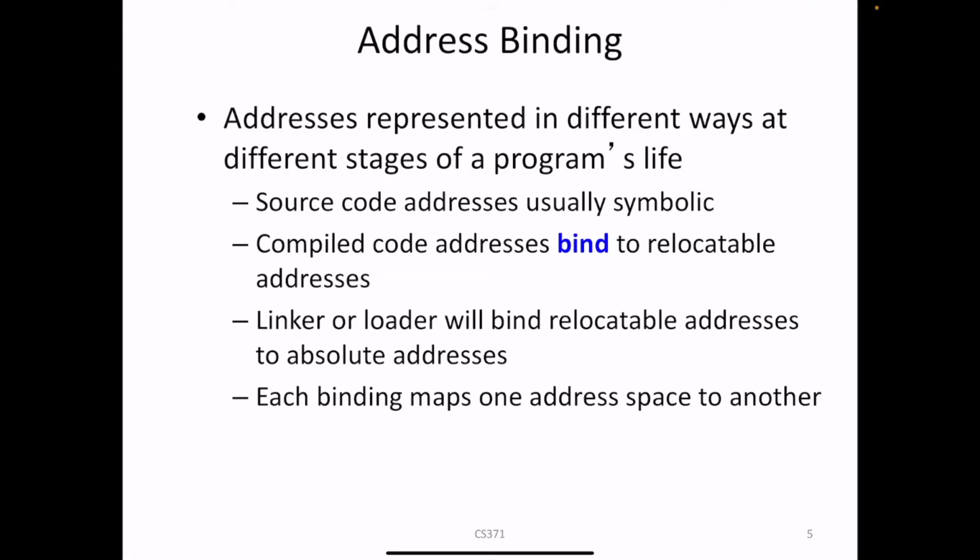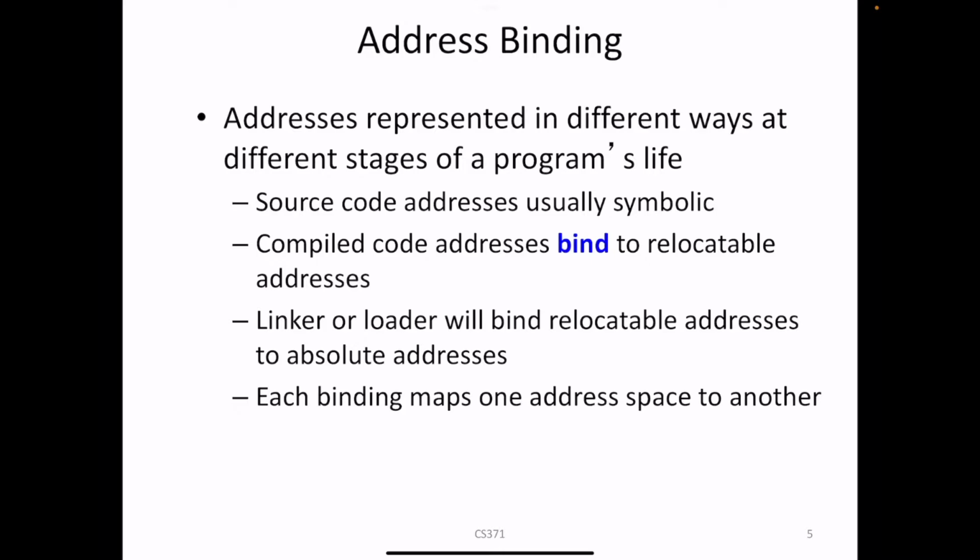Now let's look at another concept, address binding. Basically, addresses are represented in different ways at different stages of a program's life. For example, when the program is still source code, the source code addresses are usually symbolic. You can think of symbolic addresses as what we learned in C programming, like a pointer variable. Through this address, you can get some data or some functions.